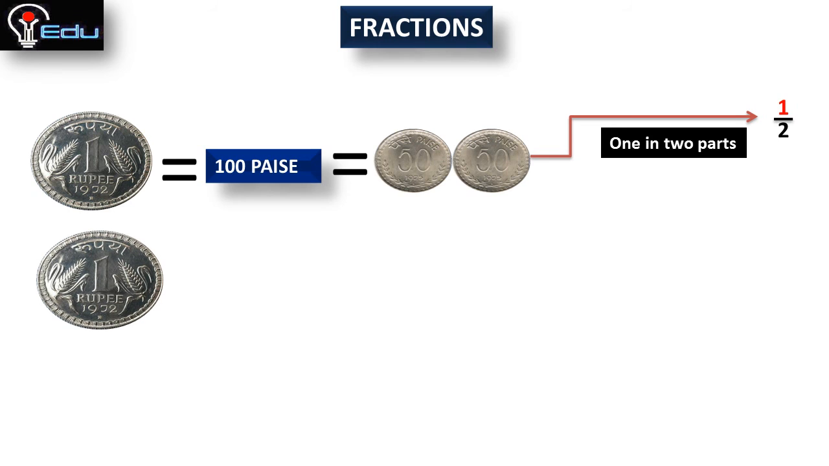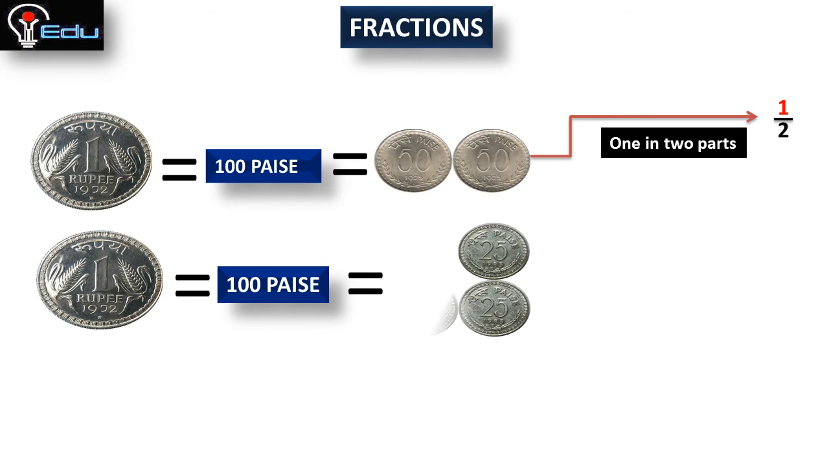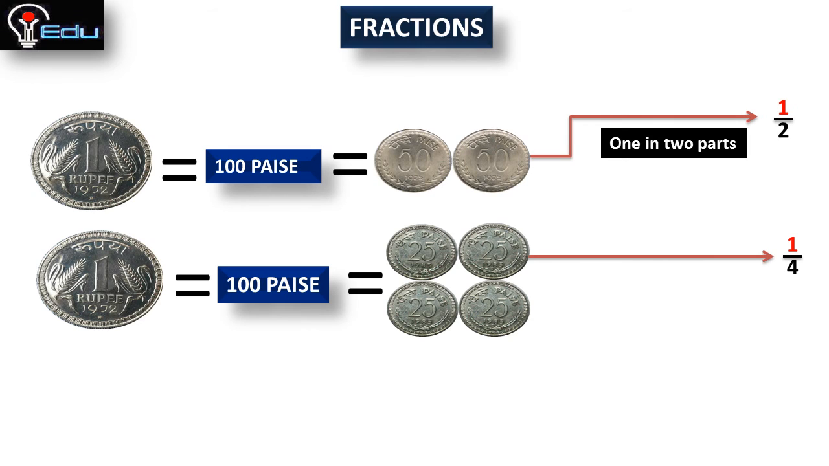Similarly, 1 whole rupee is equal to 100 paisa, and it is divided into 4 equal parts, and each part is 25 paisa. 25 paisa plus 25 paisa plus 25 paisa plus 25 paisa equals 100 paisa, so 25 into 4 paisa equals 100 paisa. One part is represented with 1 divided by 4, meaning 1 whole rupee is divided into 4 parts, 1 out of 4.